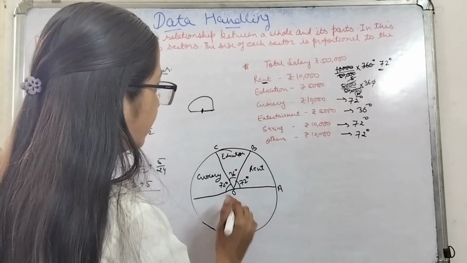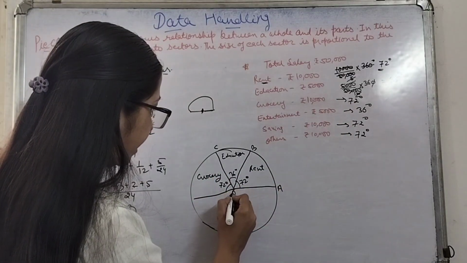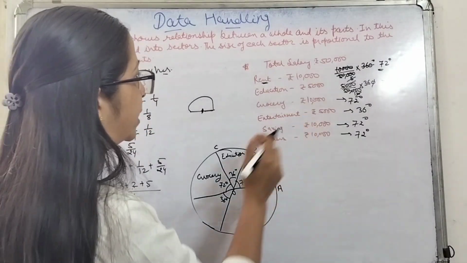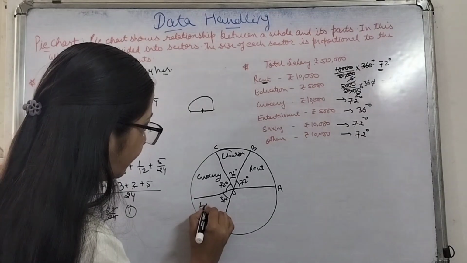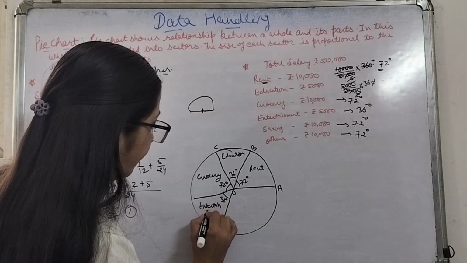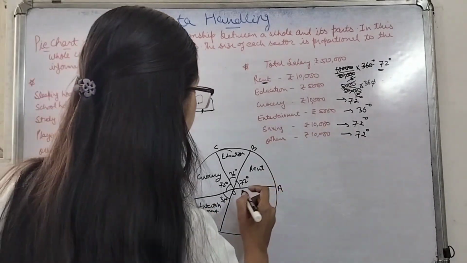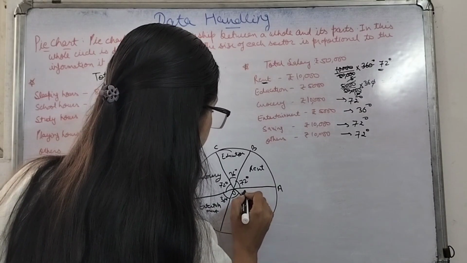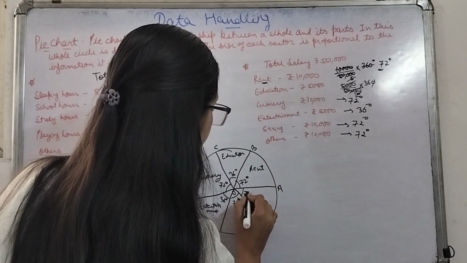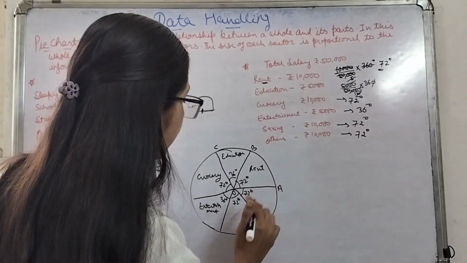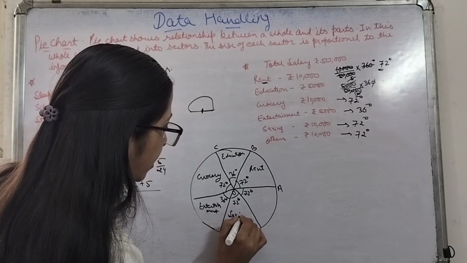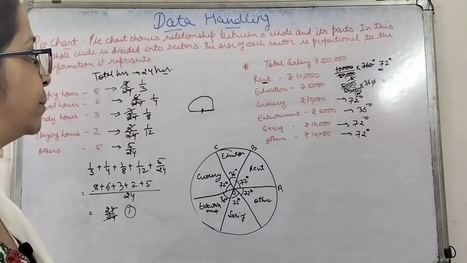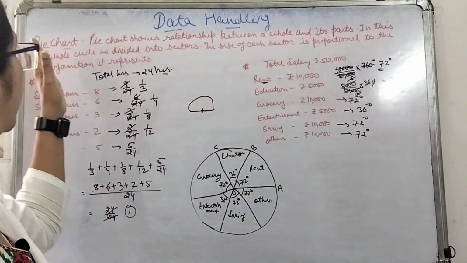Then again an angle of 36 degrees. So we'll be making an angle of 36 degrees. This is on entertainment. Then an angle of 72 degrees. Automatically the remaining will even be your 72 degrees only. So this is your savings and this is your others. So this is how we will be representing the information on your pie chart.